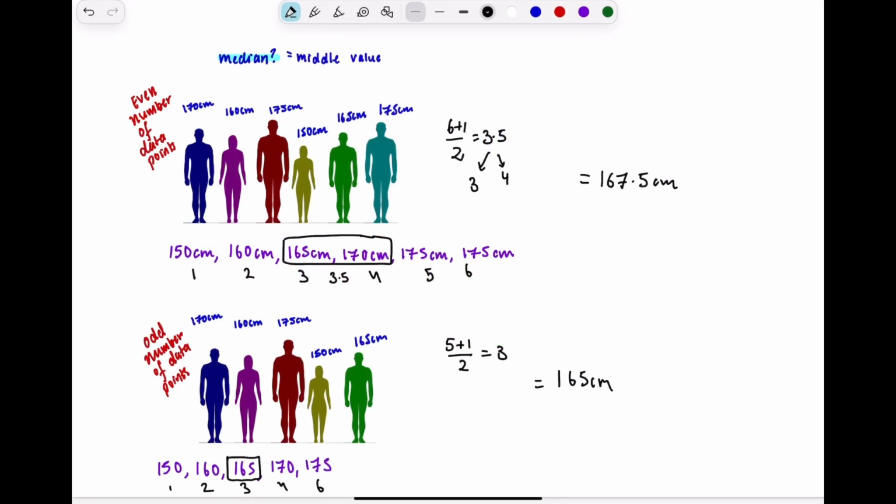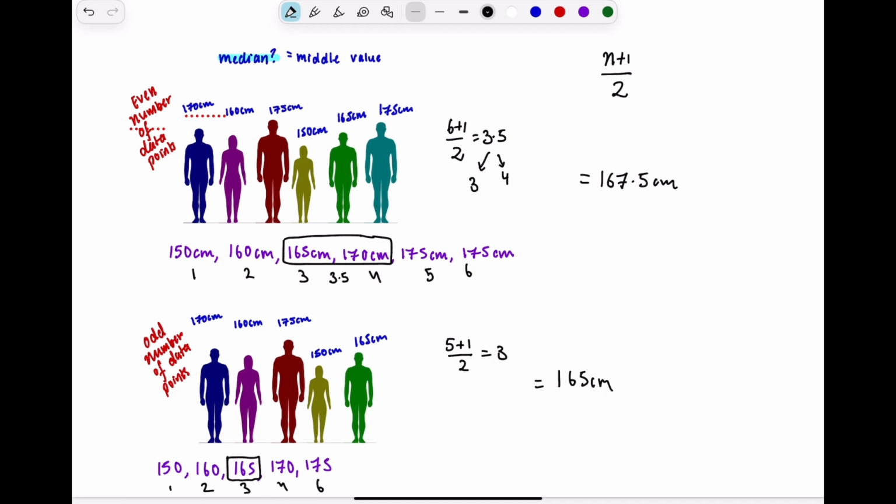So if we look at the big picture, we're really doing the same thing for both odd and even numbers. The only difference is when we use n plus 1 divided by 2, for odd numbers, we get a whole value, so 3 in this case, which makes it really easy to count up and find the median. But with an even number of data points, we have to do an additional step, which is to consider, okay, if I get a decimal place, in this case 3.5, what 2 values flank this number?